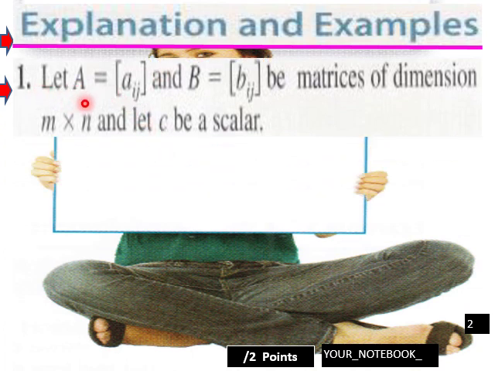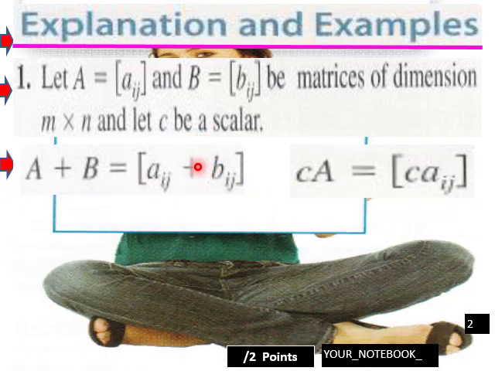number 1, let A equal a_ij and B equal b_ij be matrices of dimension m times n, and then let c be a scalar. So A plus B would be a_ij plus b_ij, and then cA here would be c times a_ij, c a_ij, is how that would be symbolized there.